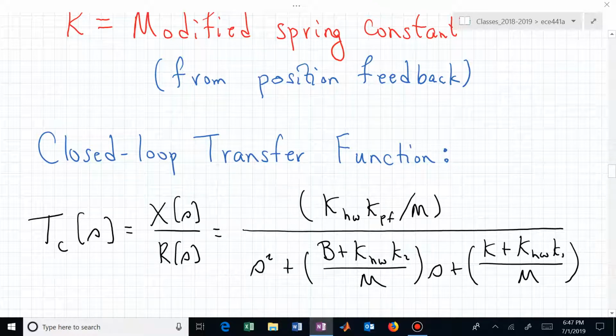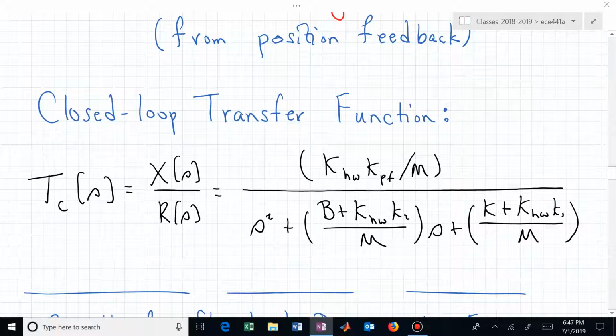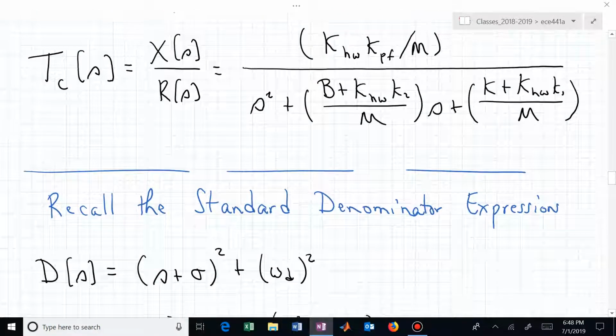We can now Laplace transform that new differential equation with feedback to produce a closed loop transfer function. Now we have a closed loop system, and we have modified our denominator expression, and that's going to mean that we have the ability to change the dynamic behavior of our system by introducing velocity feedback or position feedback or both, and that will now allow us to manipulate the denominator polynomial, which influences our system behavior.